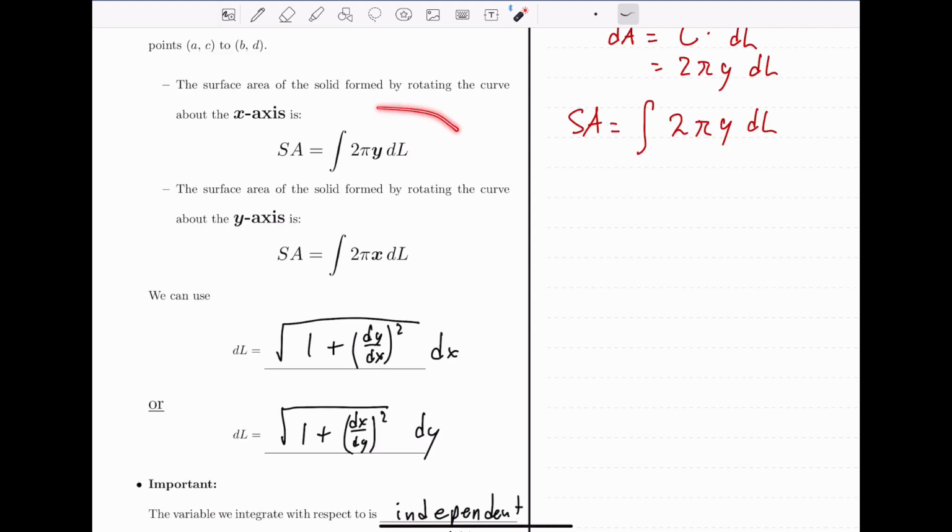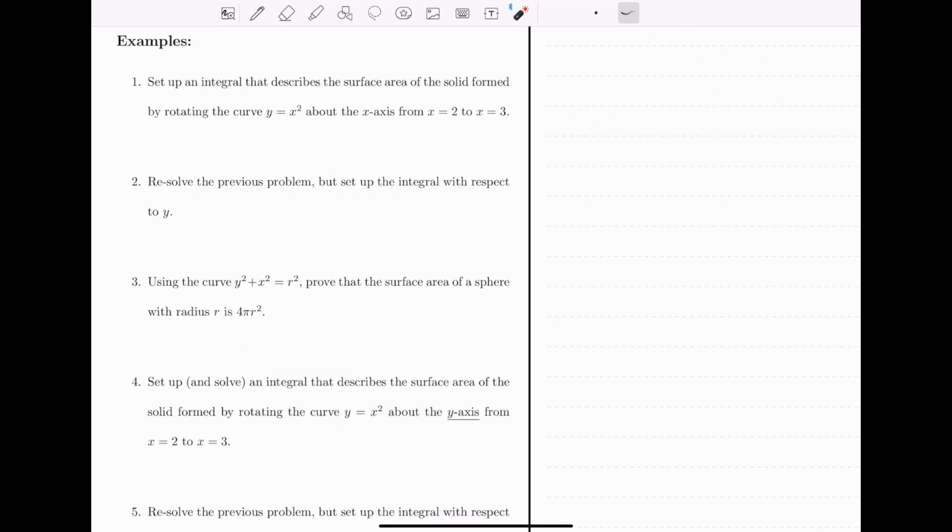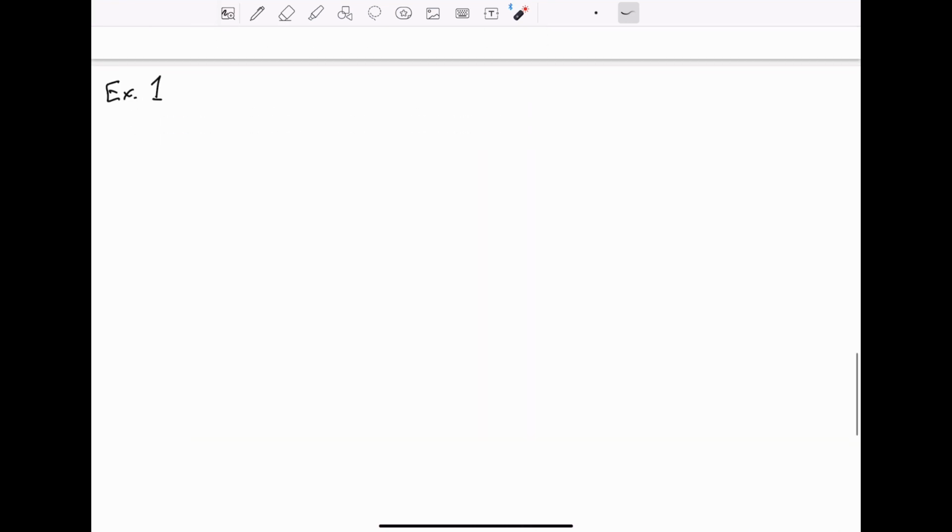Let's practice using these surface area formulas in some examples. Take a look at example 1. We want to set up an integral that describes the surface area of the solid formed by rotating the curve y equals x squared about the x-axis, and we want to go from x equals 2 to x equals 3.